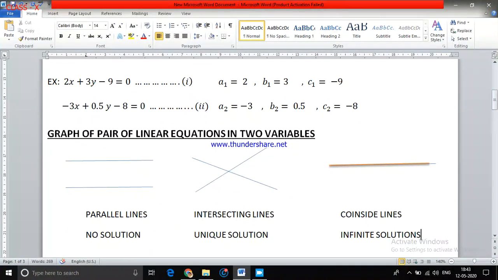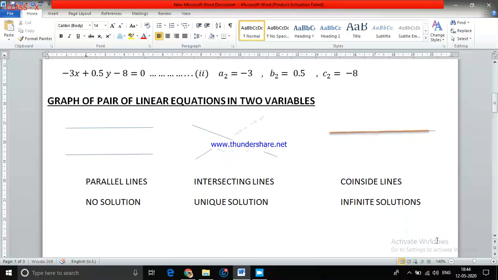Okay. So here there are three cases: parallel lines with no solutions, intersecting lines with a unique solution, and coincident lines with infinite solutions. So these are the graphical representations. We have a graphical way of solving the linear equations also, that will come in the next video. These are just the introduction part which we are discussing now.